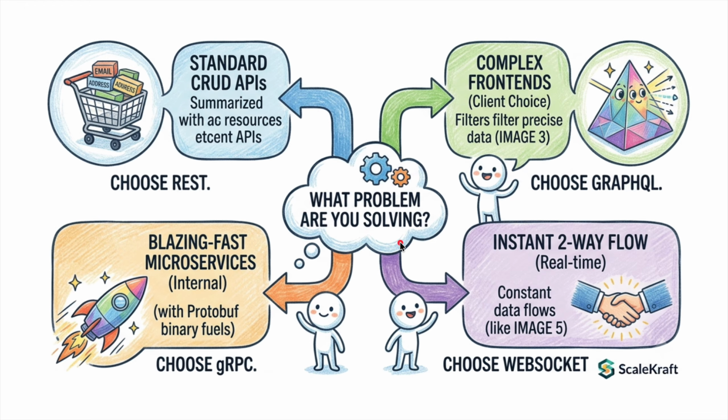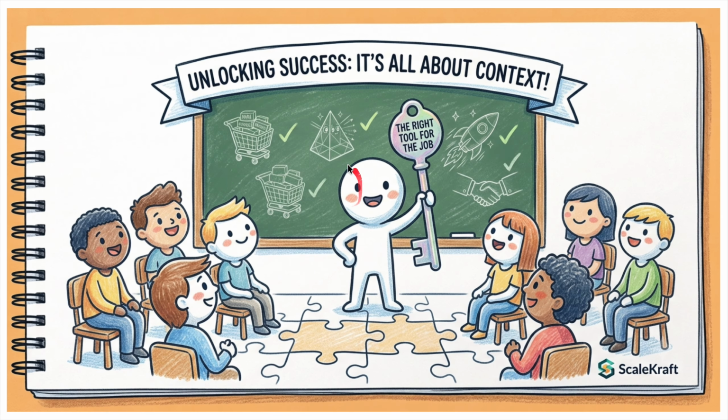So, if you need to choose the best API architecture for your system: if you're building a normal backend, choose REST. If different clients need different pieces of data, choose GraphQL. If two backend services need blazing fast communication, choose gRPC. And if data needs to flow instantly in both directions, choose WebSocket. Simple, right? So now, whenever someone asks, should we use REST, GraphQL, gRPC or WebSocket, you will know the answer depends on what problem you are trying to solve. Not on which technology is newer.